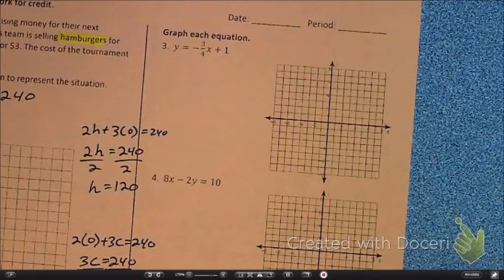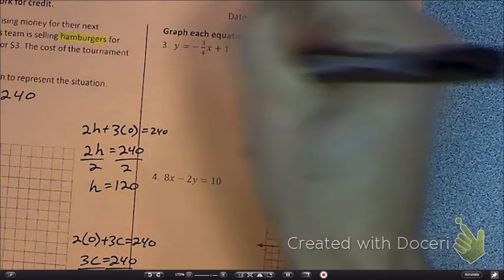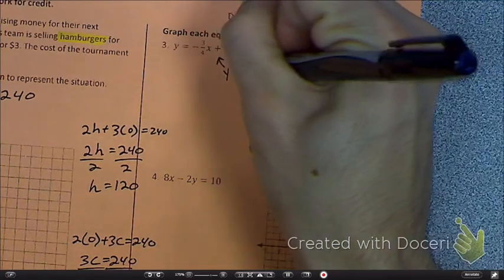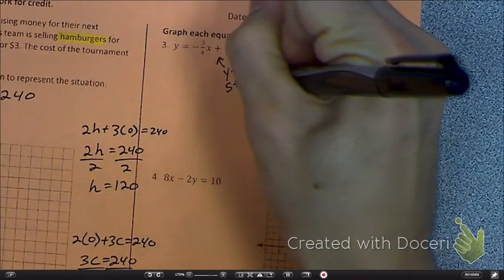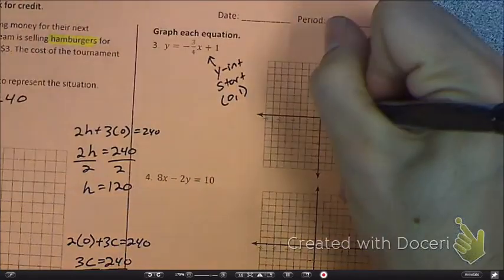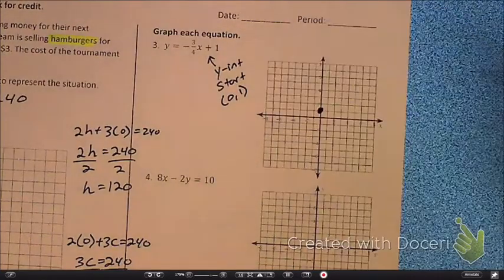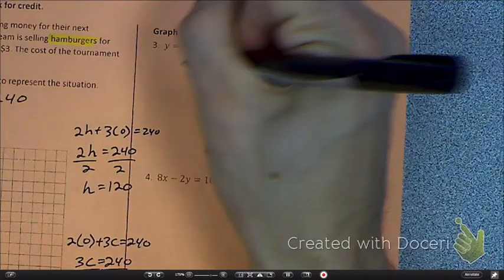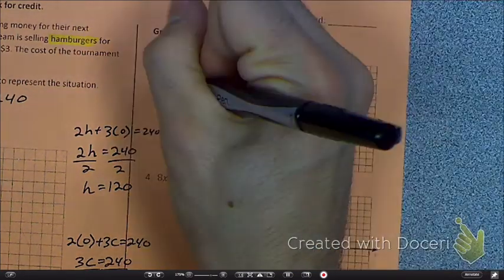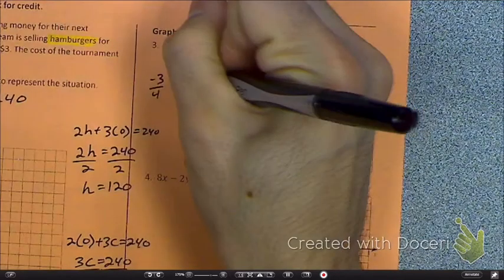For number 3, where am I starting? You will be starting at the 1, which is called the y-intercept. Now you will go down 3. So you're starting at 0, comma 1 right here. Next, how many am I moving? Down 3 to the right 4. The slope is negative 3 over 4.